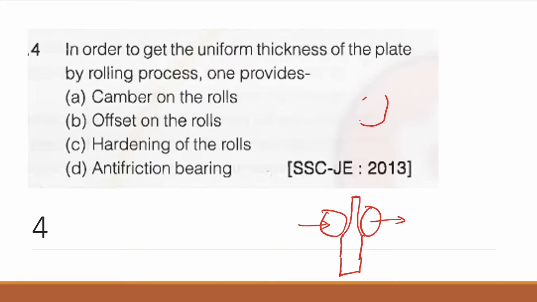And we get a desired shape. So to get the uniform thickness, this camber on the rolls is provided. The correct answer is A.